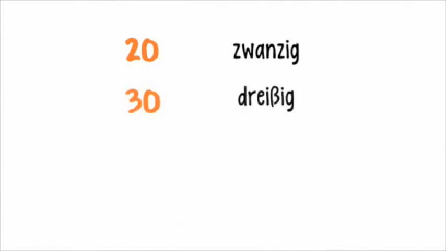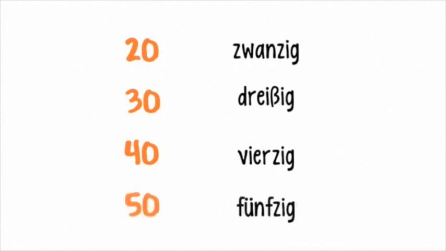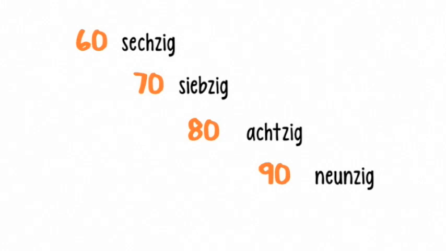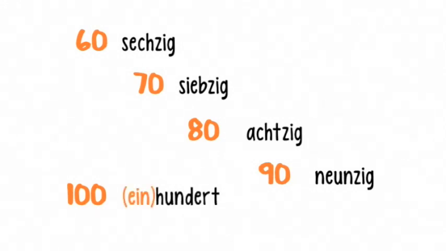Let's have a look. 20 in German is zwanzig, 30 is dreißig, 40 is vierzig, and 50 is fünfzig. 60 is sechzig, 70 is siebzig, 80 is achtzig, and 90 is neunzig, and the last one, 100, hundert, or you can also simply say einhundert. 60, 70, 80, 90, 100.